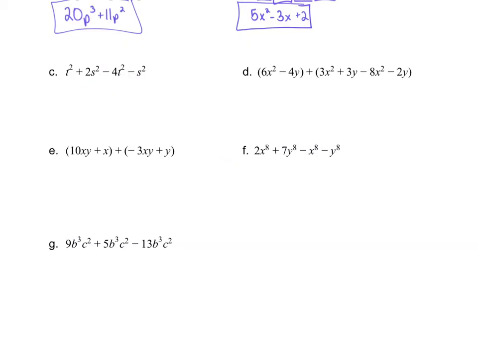All right, letter C. Now we have 2 different variables. I see I have a t squared and a minus 4t squared. So luckily we have the same variable and the same exponent. So 1t squared minus 4t squared is negative 3t squared. I also have a plus 2s squared minus s squared. So same variable, same exponent. 2 minus 1 is plus 1s squared, or just plus s squared. And I cannot combine a t with an s, so I know that I'm done.